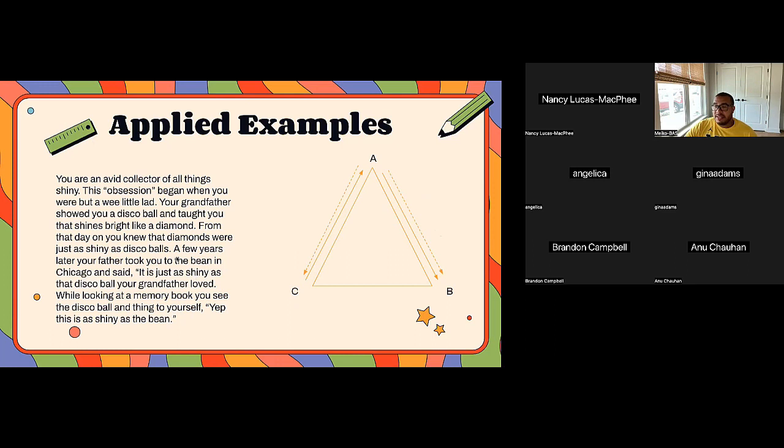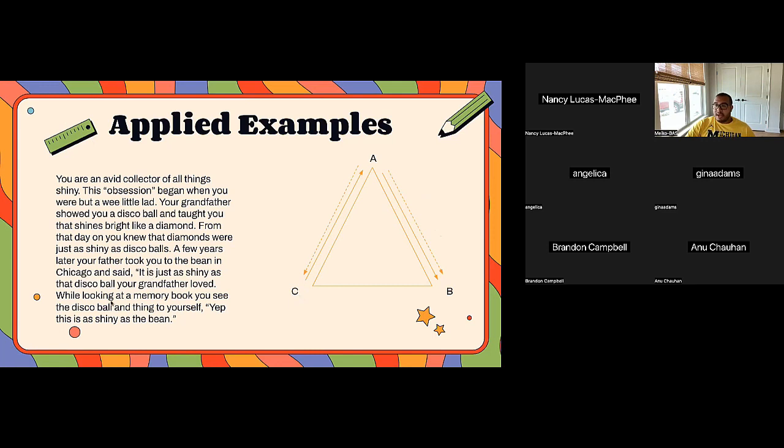Then it says a few years later, your father took you to the Bean in Chicago, and said it's just as shiny as that disco ball your grandfather loved. So we were taught that the Bean, which is C, is just as shiny as a disco ball. So we have that C to A relationship that's taught.